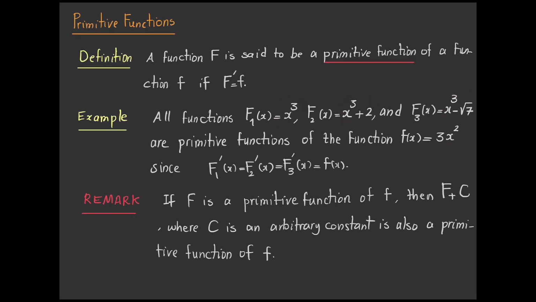Okay, if someone asks you why, the answer is very simple. Yes, because capital F is a primitive function for f. What does it mean? It means that I already know the derivative of capital F is little f. My goal is to show that if I add any constant to the capital F and I differentiate it, it is clear. It becomes what? It becomes F prime plus c prime, but F prime is little f, but what is c prime? It is 0, yes? And I get the same thing.